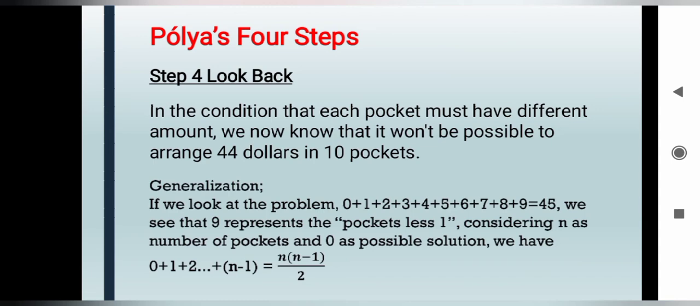We see that 9 represents, ano ba yung nire-represent nung 9 doon? Yung nasa dulo, last digit. Represents the packets less 1. Ano ba ibig sabihin ng packets less 1? Considering n as number of packets and 0 as possible solution, we have 0 plus 1 plus 2 until n minus 1. So, bakit siya n minus 1? Kaya tayo nagla-less 1 or nagma-minus ng 1 kasi yung 1 na yun yung last packet which is walang kargang dollar. 0 amount siya ng dollar.